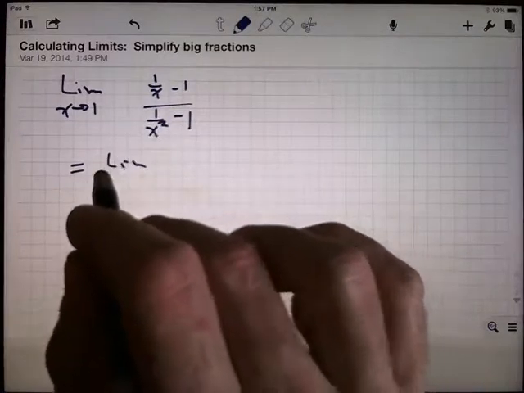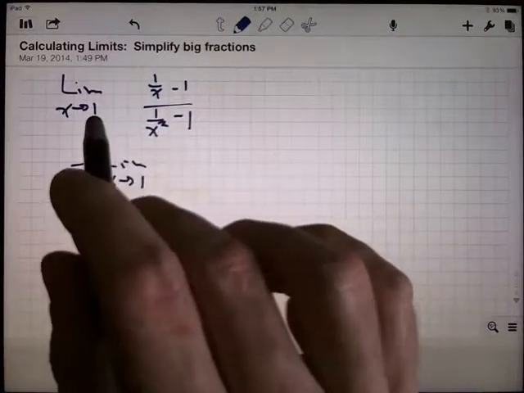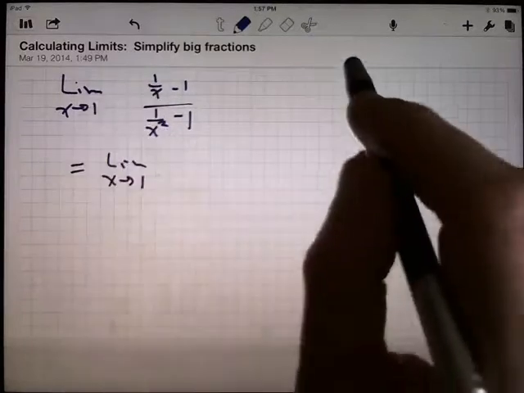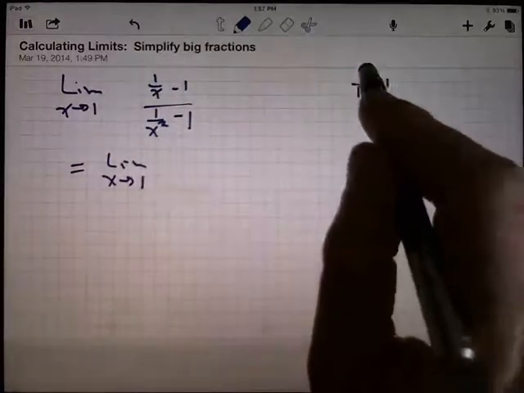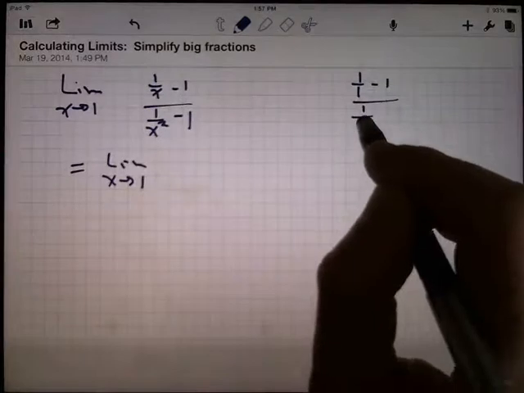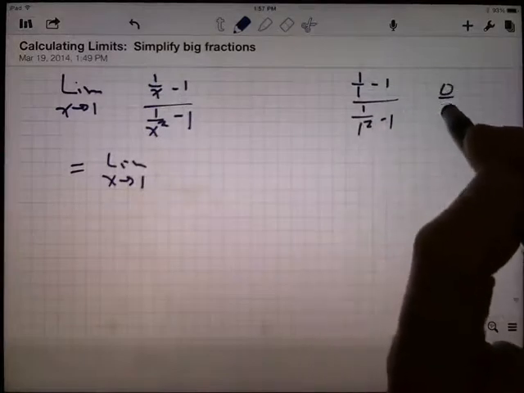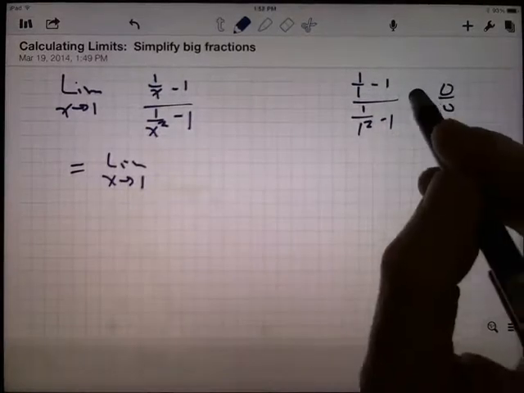Well, I almost forgot. First thing you should always try is plug the value in. So 1 divided by 1, whatever. This is indeed 0 divided by 0, so I have more work to do, okay?